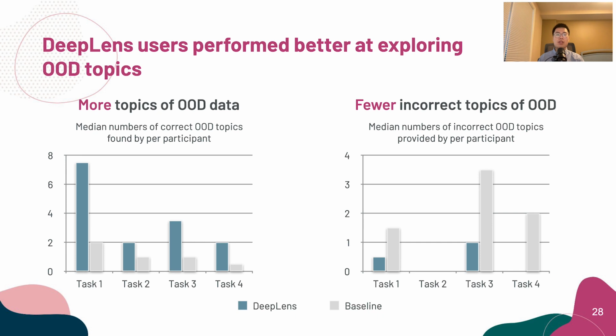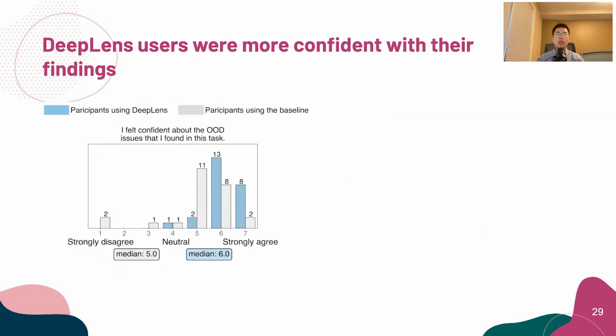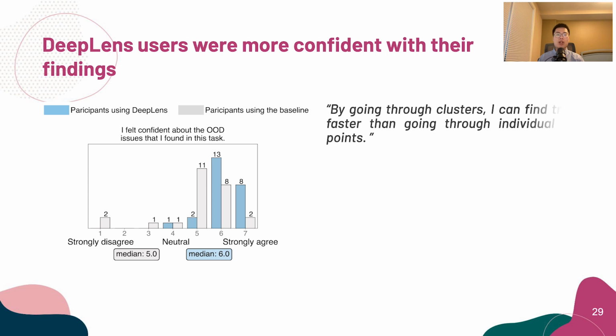In all 4 tasks, participants on average provided more than 3 OOD topics when using DeepLens. At the same time, they provided less than 1 incorrect OOD topic on average. We also found that users were more confident with their findings when using DeepLens. Most of them gave credit to the cluster view when talking about such performance difference. One developer said, "By going through clusters, I can find trends faster than going through individual data points."